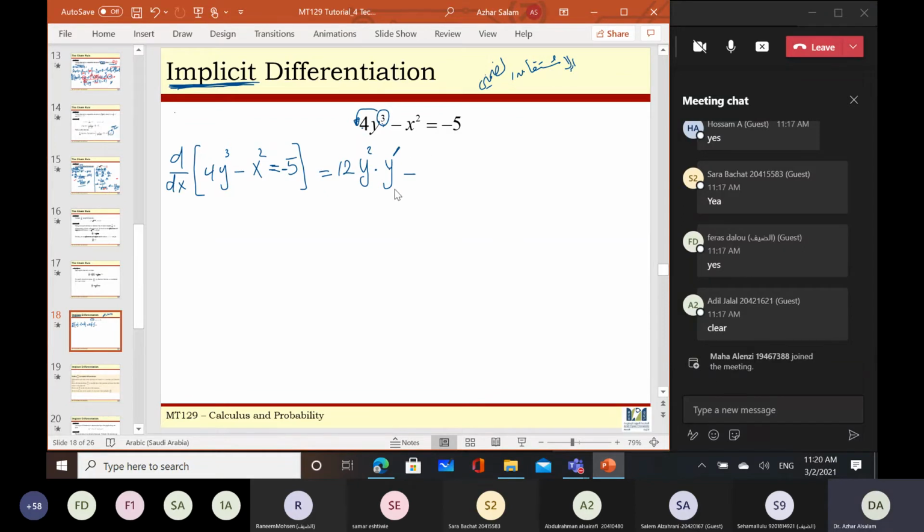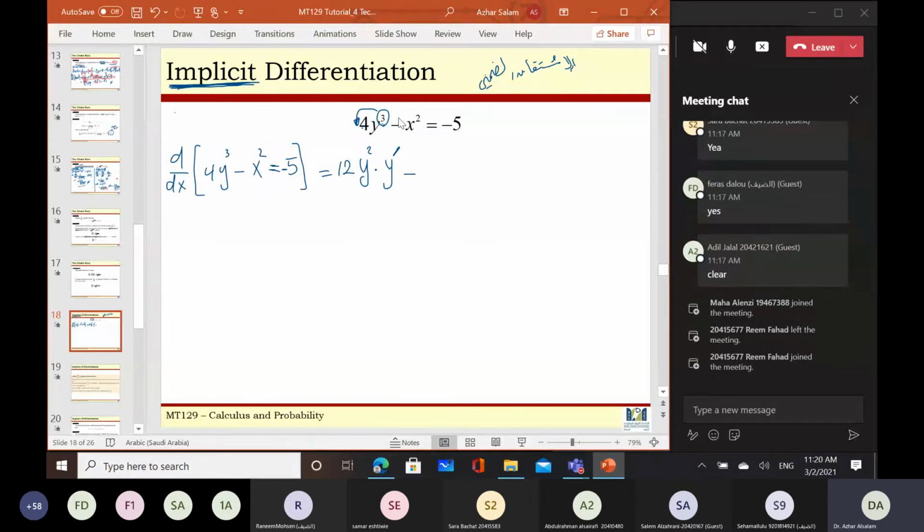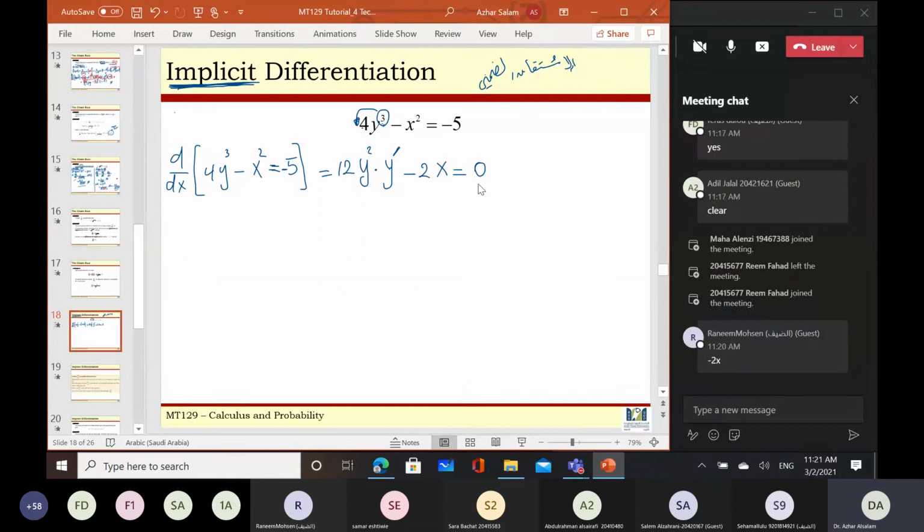So the only difference here is that after each differentiation of y, I differentiate y in the normal way, but I must multiply each derivative of y by its derivative, y dash. Then I complete without any change. The derivative of x here will have no change. It will be only minus 2x equals the derivative of minus 5, which is 0. So this is the derivative. Okay, this is the first step.